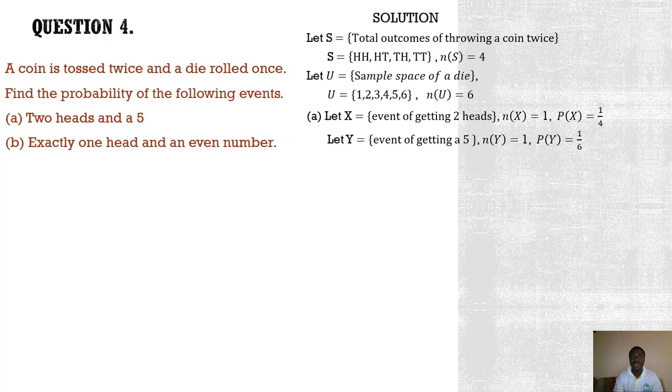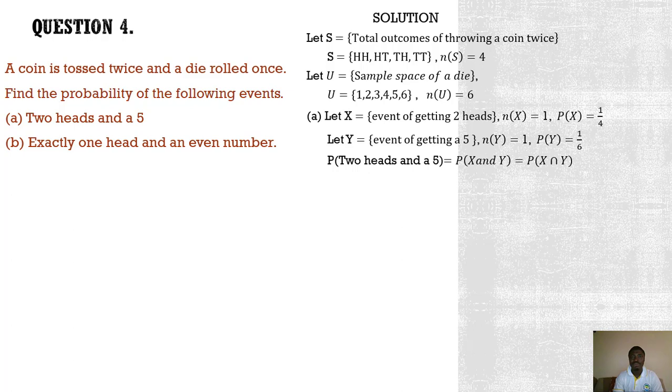Again, let Y be equal to the event of getting a 5, and 5 can be found in set U once. Okay, when you count the number of 5 in that set, is only what? 1. So therefore, number of Y is equal to 1. So when you find the probability, you are going to get 1 out of 6.